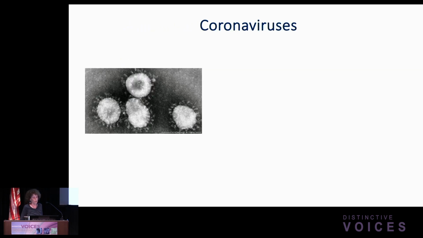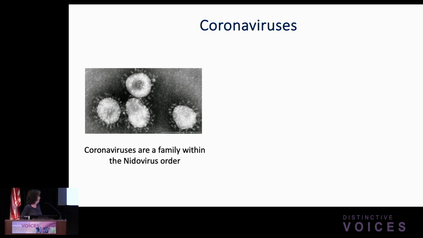Okay, so coronaviruses, they look like this. This is sort of an iconic picture from an electron microscope. And those little spiky things sticking out from the virus particle give it the name corona because it looks like a crown. And they're a family of viruses within a larger group of viruses called nidoviruses. And nido means nested. And this is because they express a nested set of RNAs during infection, but I'm not going to really talk about that.